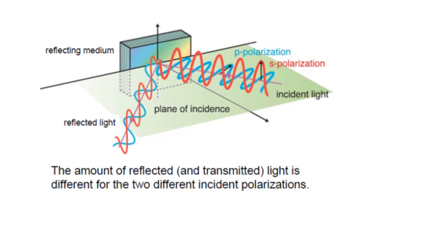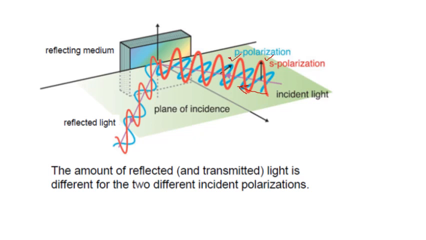In this figure, the concept is more clear. Suppose light is incident here. This is your incident light. Then this light has two components. One is the S component, and the other is the P component.